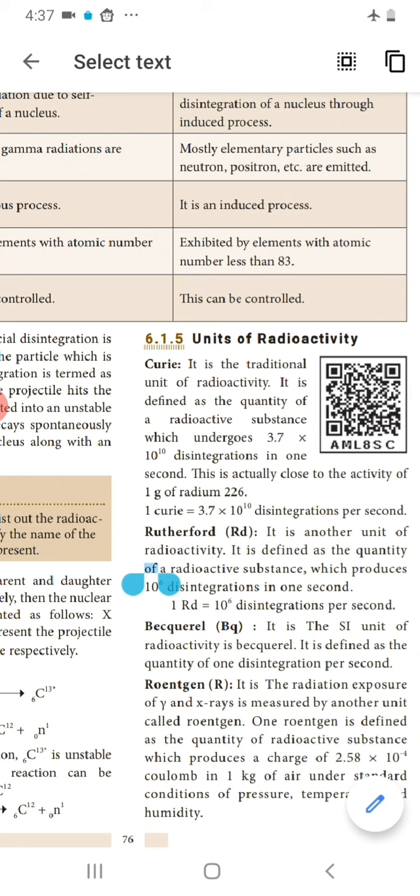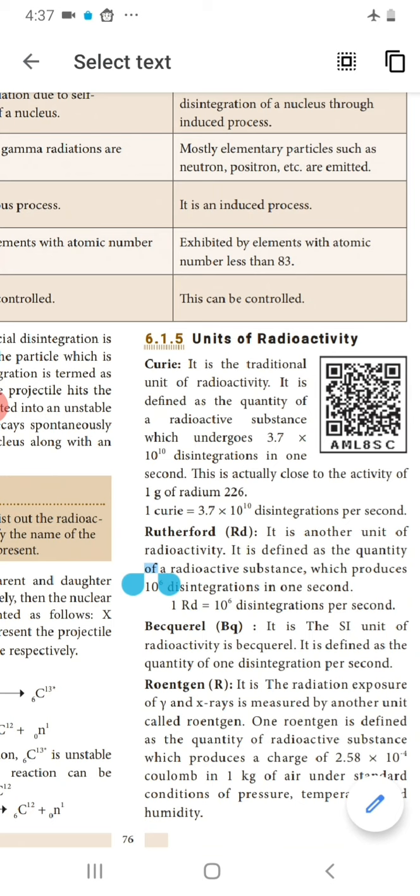Becquerel. Becquerel is the SI unit of radioactivity. It is defined as the quantity of 1 disintegration. One disintegration is what they call a becquerel.